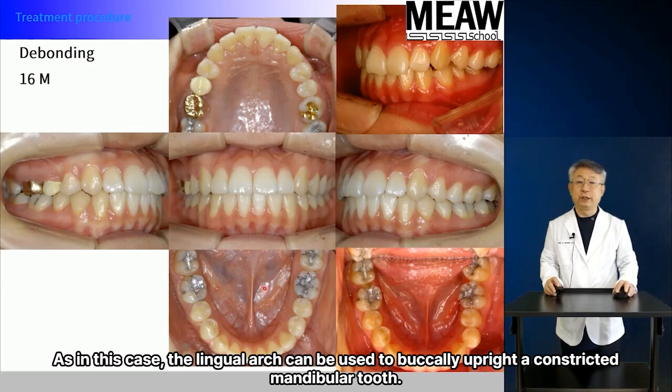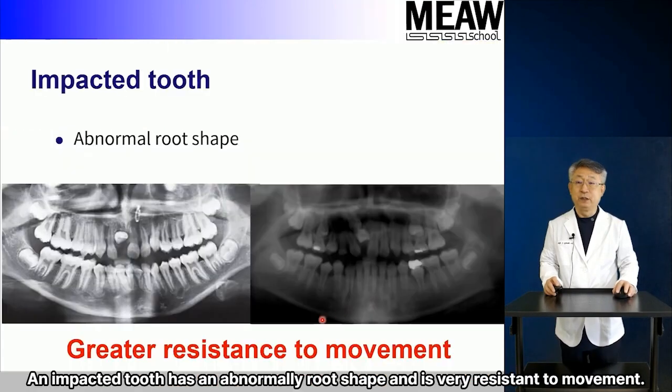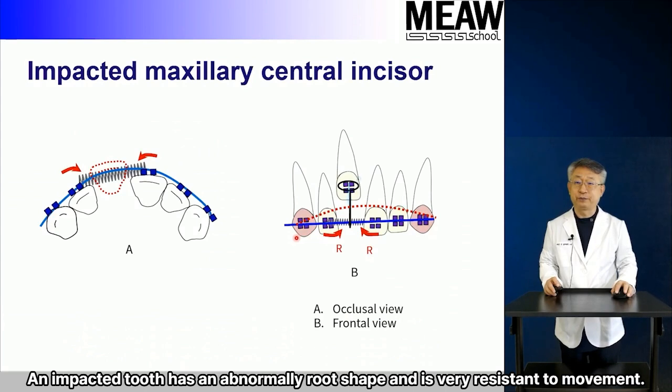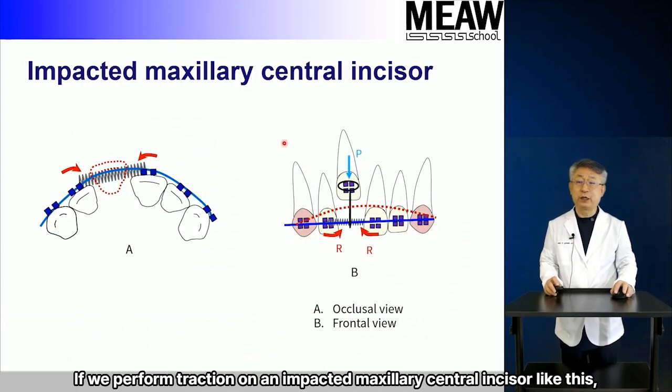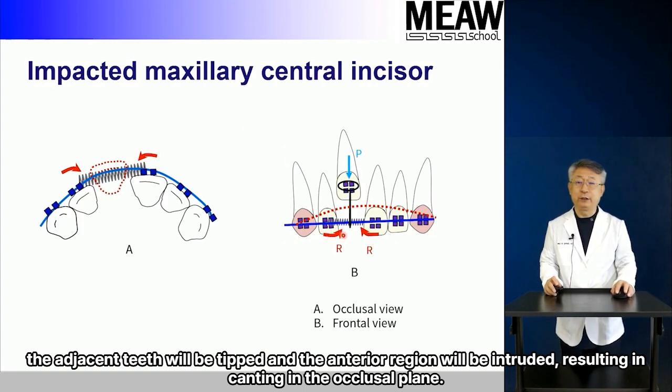As in this case, the lingual arch can be used to buccally upright a constricted mandibular tooth. An impacted tooth has an abnormal root shape and is very resistant to movement. If we perform traction on an impacted maxillary central incisor like this, the adjacent teeth will be tipped and the anterior region will be intruded, resulting in canting in the occlusal plane.